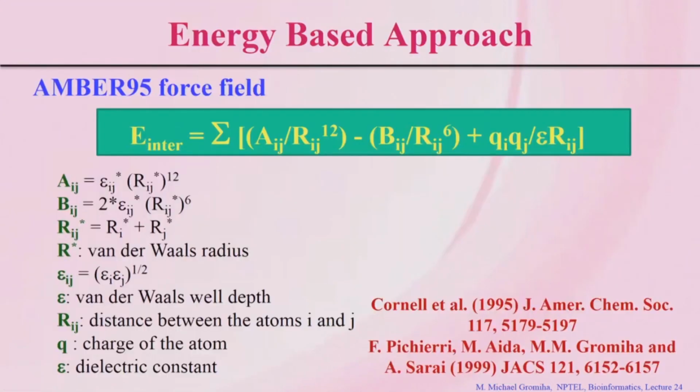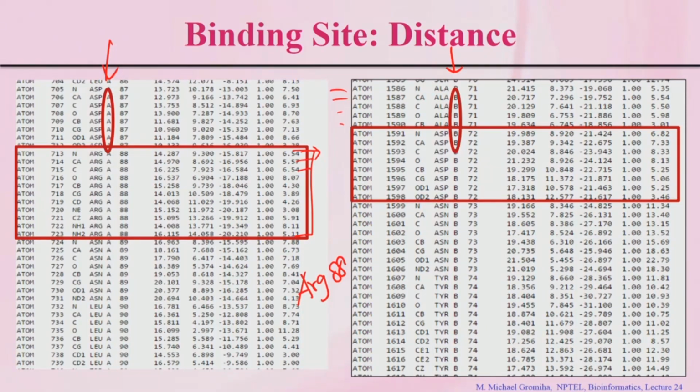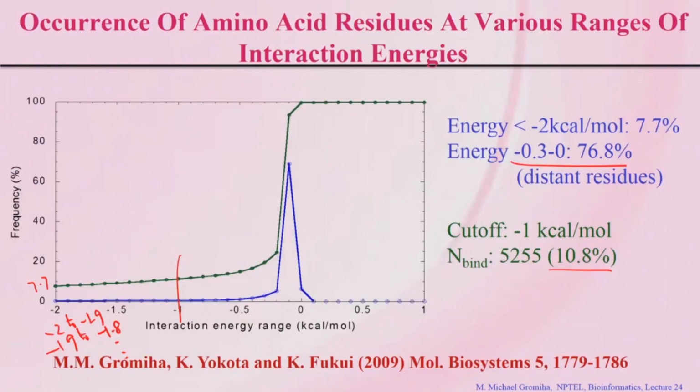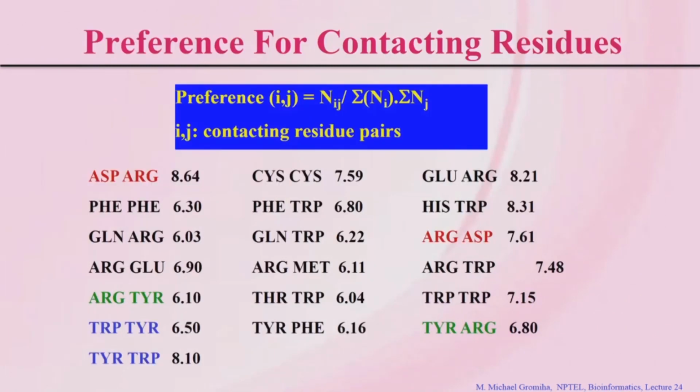So, in this case we need the pairs. How to identify the pairs? You can see the preference of I comma j using this equation: n I j is the number of types of I paired with j, I from protein 1 and j from protein 2 in the partner, and Ni is the number of residues of type I and Nj is the number of residues of type j.